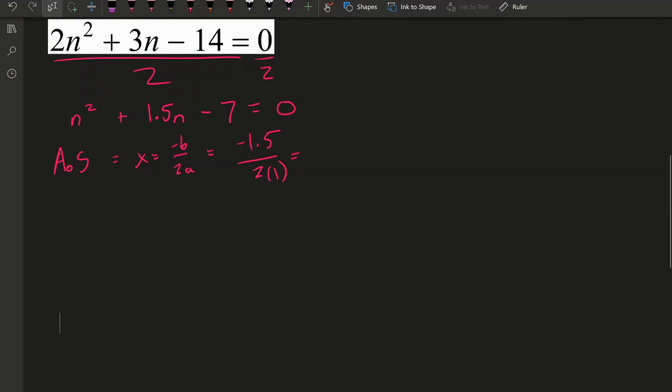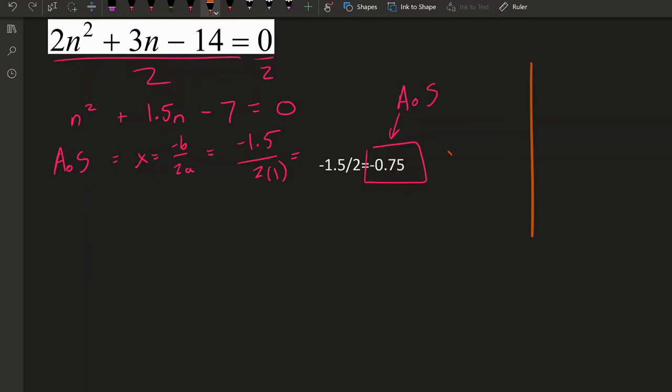And I'll go ahead and use a calculator for that. Negative 1.5 divided by 2 is equal to negative 0.75. That's my axis of symmetry. So I'll go ahead and do a quick fake graph of that. Right here is negative 0.75.